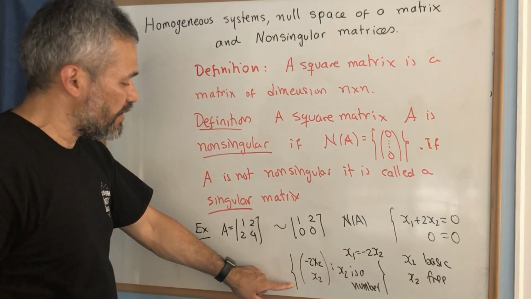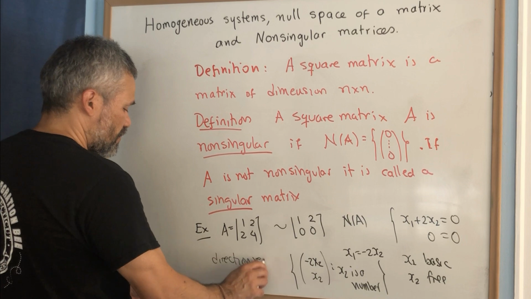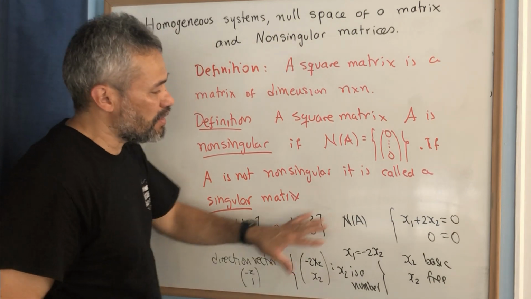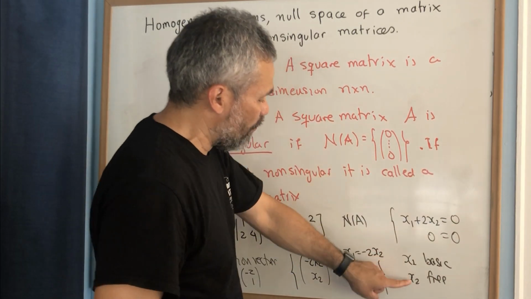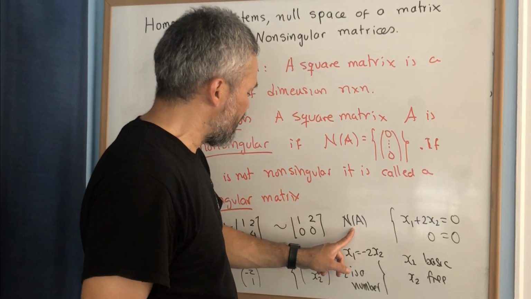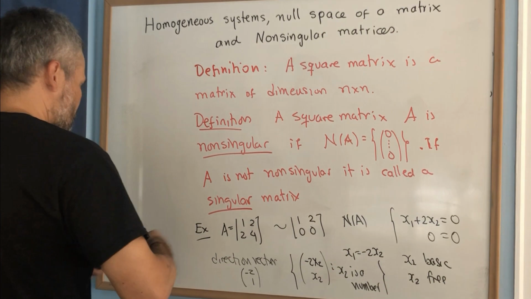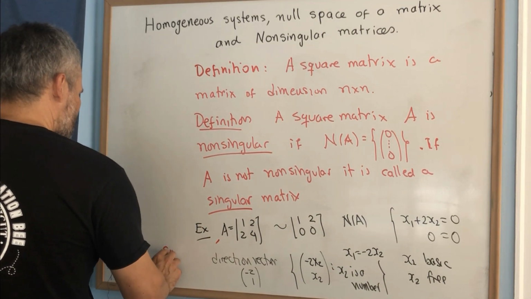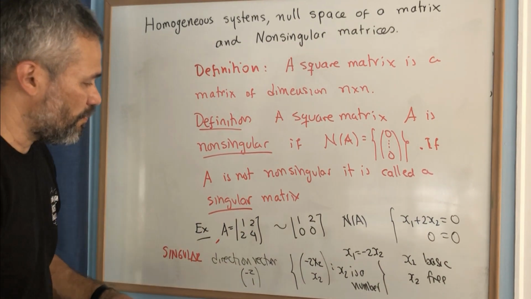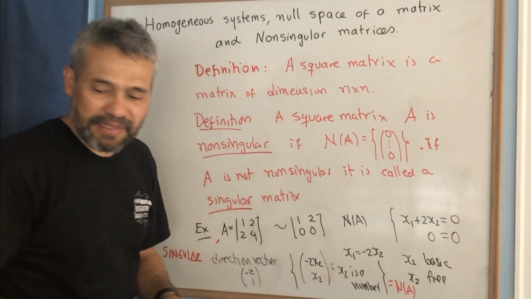And if we are thinking geometrically, this is a line with direction vector negative 2, 1. But actually, we could have stopped here. When we find a free variable, that means that the null space of A is going to have infinitely many elements, and therefore this matrix is singular. Then we can say that A is a singular matrix. Remember that this is the null space of A, and it has infinitely many elements.